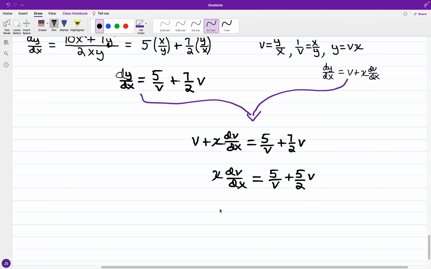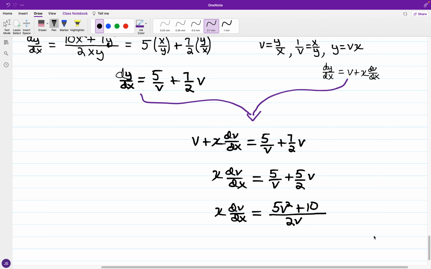So putting together these terms on the right, you have x dv over dx, and we have the least common denominator at 2v, and I'm just going to put the v term at the front. So you have 5v times v, so that'll be 5v squared. You have 5 times 2 is 10. Again, 10 over 2v goes to 5 over v. 5v squared over 2v goes to 5 halves of v.